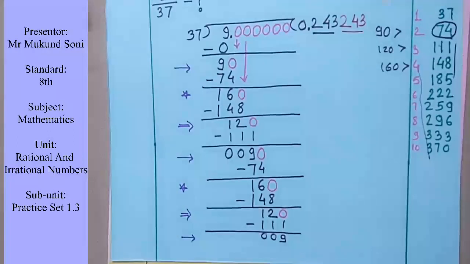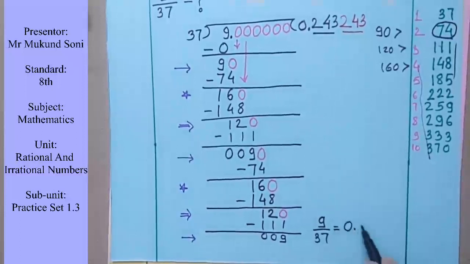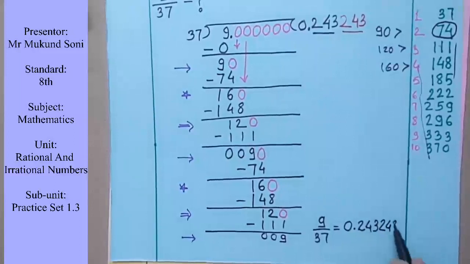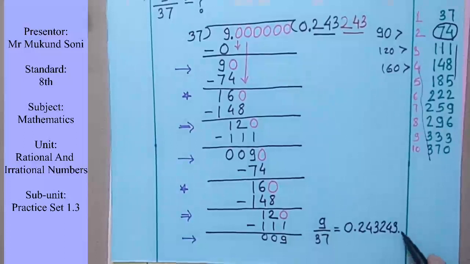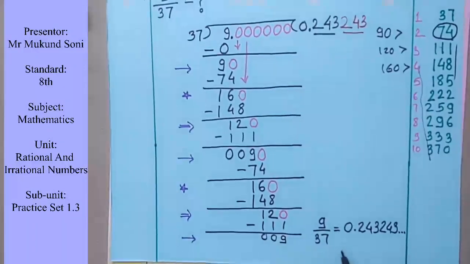To finalize our answer, we will first write the question. Our question was 9 over 37, which is equal to my quotient, that is 0.243, and as we know this is a repetitive pattern, a recurring one, so I will put dot dot dot afterwards, which shows a recurring, endless division.